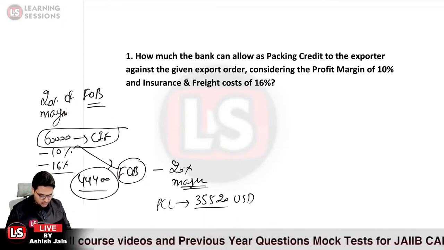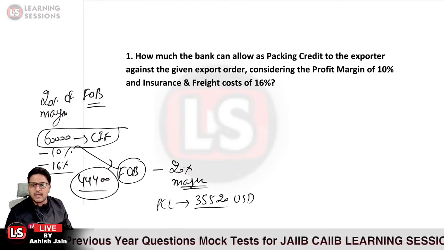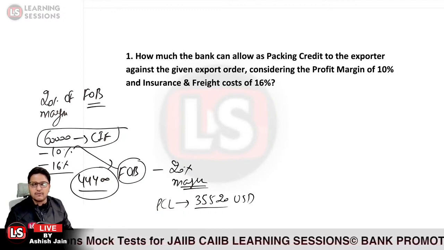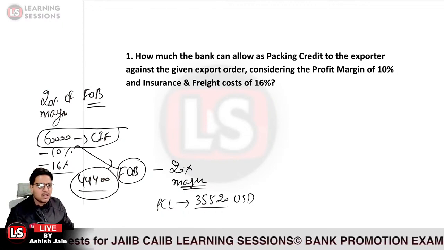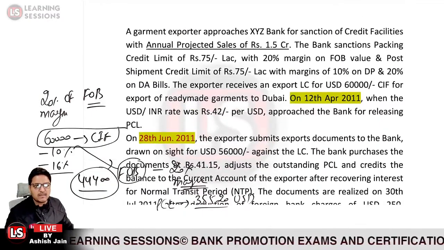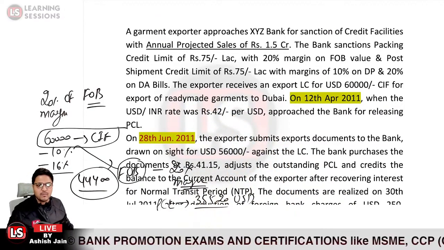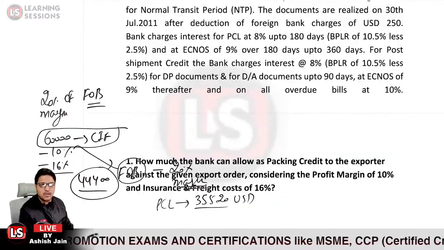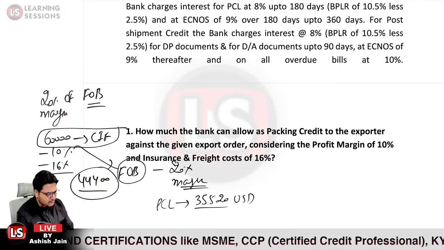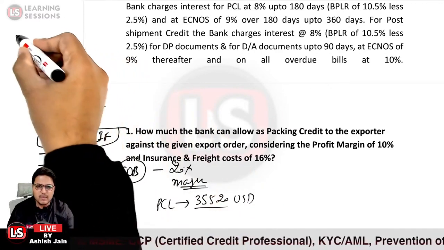If we convert it into INR, at what price will it be converted? It will be converted at 42 rupees if I'm not wrong, because if you look at the question, when the packing credit limit was sanctioned, the USD to INR rate was given to be 42 rupees. So we multiply 35,520 by 42, and the answer is 14,91,840.